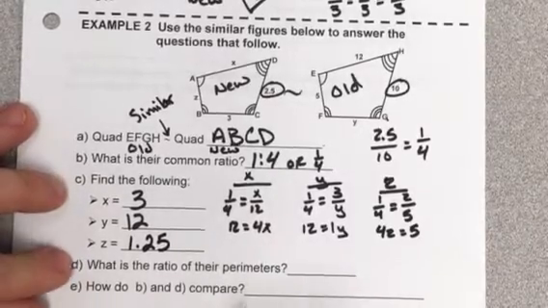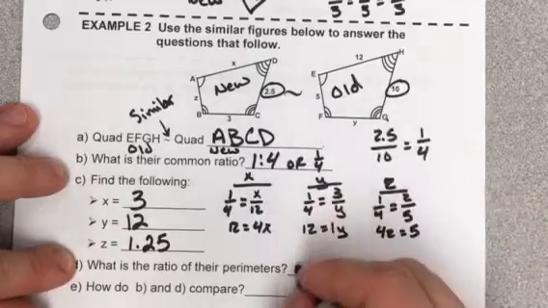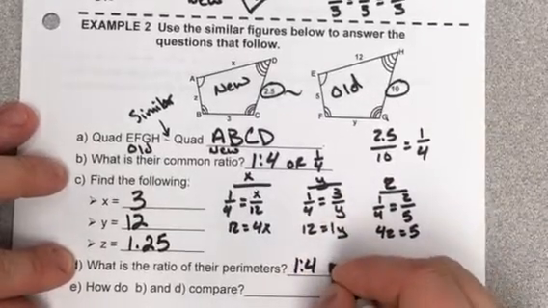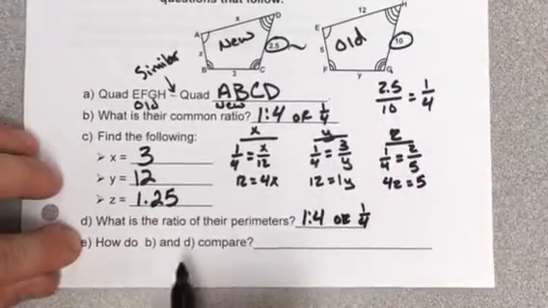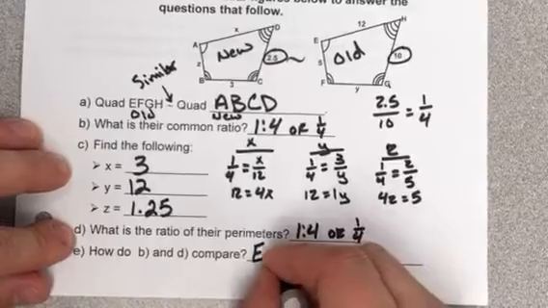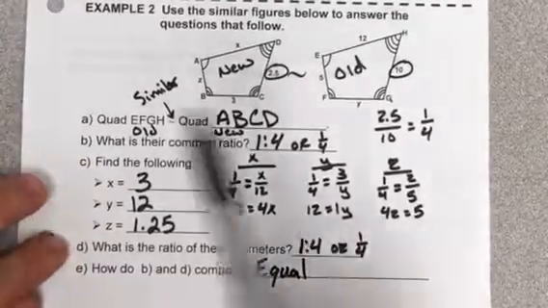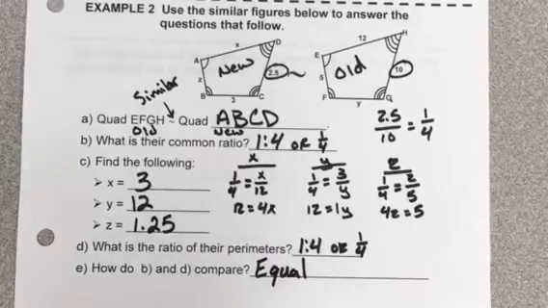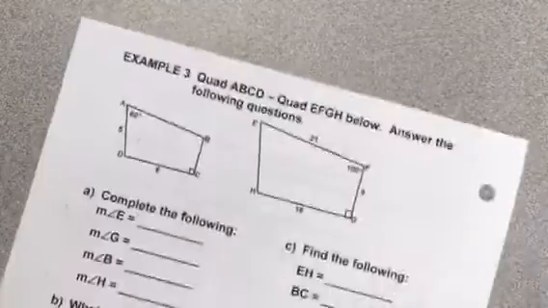Hopefully you remember back from the previous lesson, the ratio of the perimeters is the same as the common ratio. It is 1 to 4, or 1/4. How did B and D compare? Hopefully you remember those two things are equal. Again, we'll say sides are congruent because they're in different places. When we're talking about measurements or ratios, those measurements or ratios will be equal because they are a quantity.